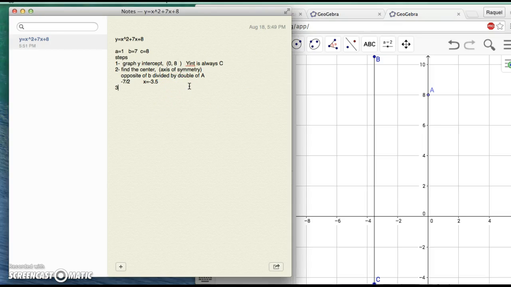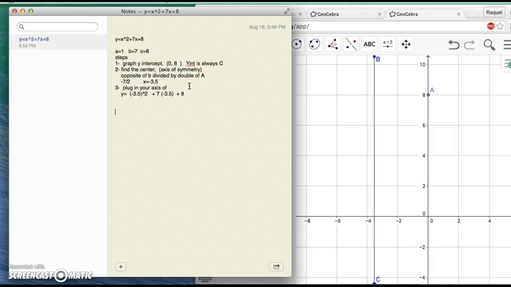Step 3. Plug in your axis of symmetry into the function. This will give you the y. So y equals, and it's actually minus negative. I'm going to put it in parentheses because it's negative 3.5 squared, and then it's going to be plus 7 times negative 3.5, and then plus 8.